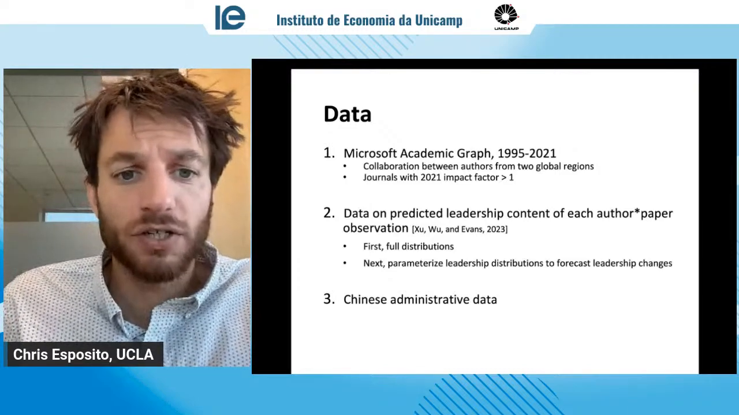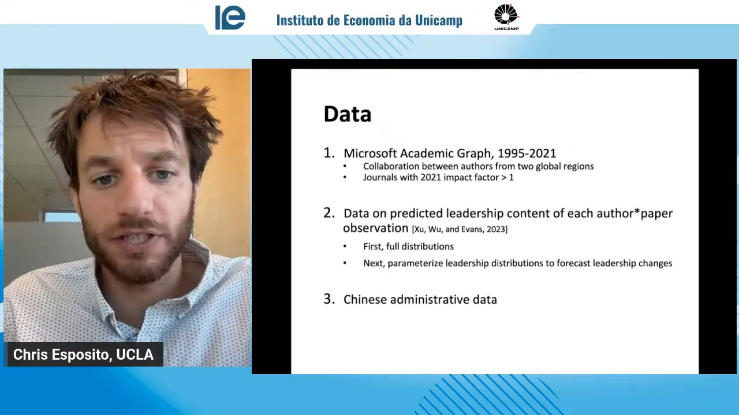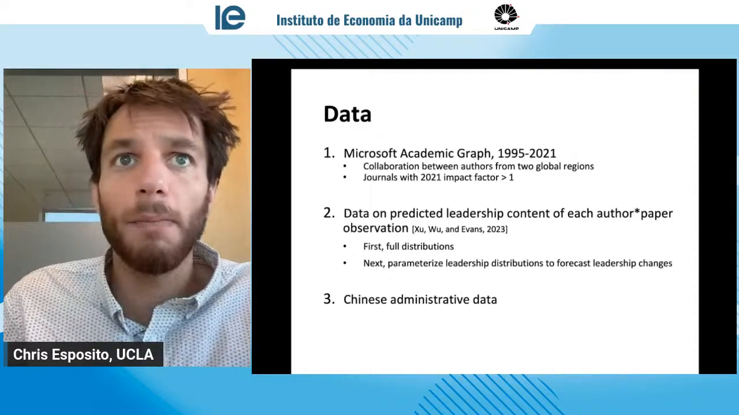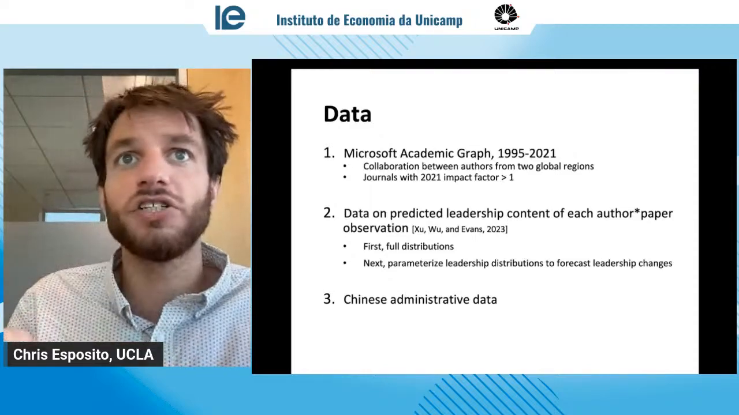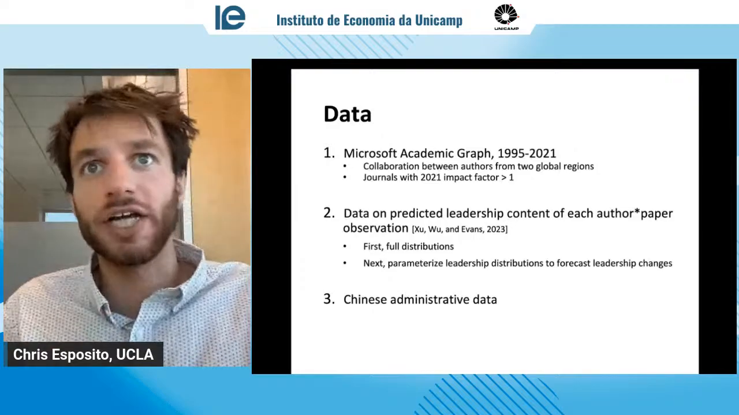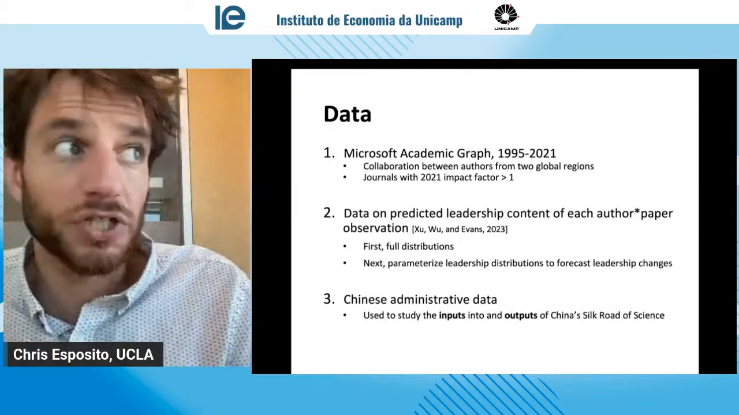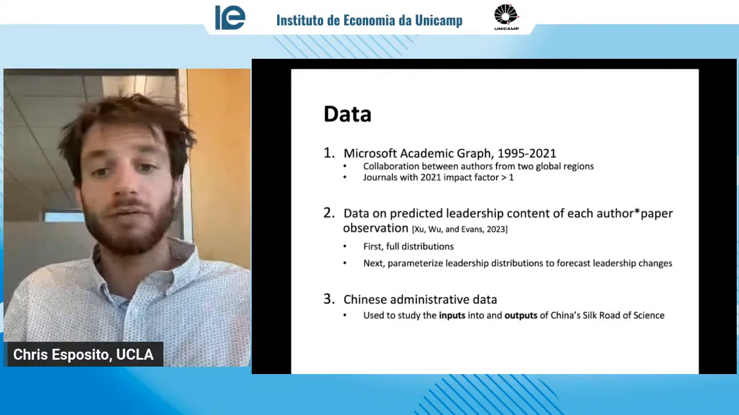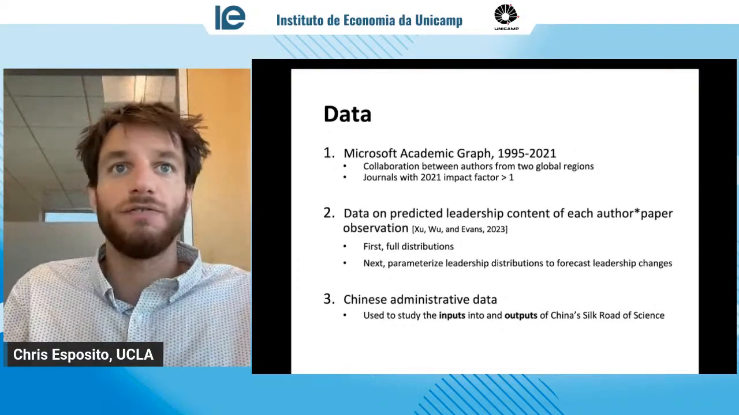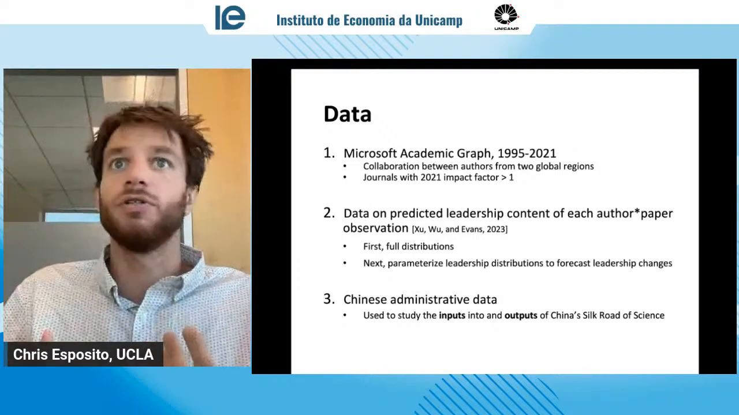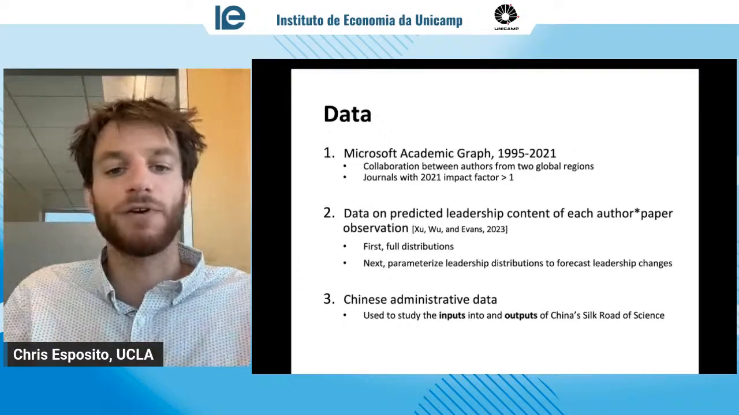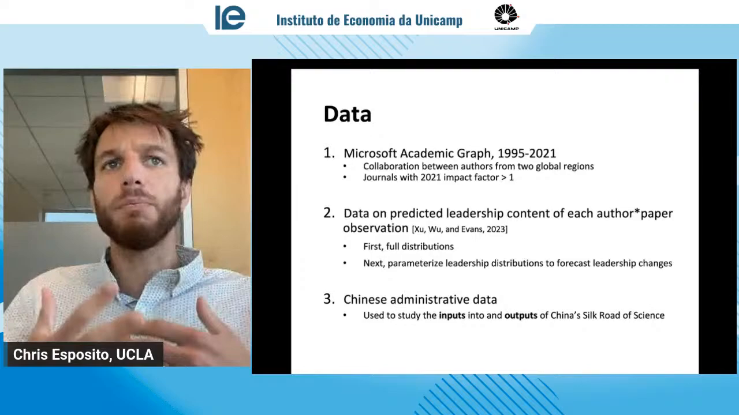Then finally, in terms of data, we're going to, at the end, delve into Chinese administrative data. And what this is going to do is it's going to let us see much more of what's going on in China's building of its Silk Road of science. In particular, we're going to be able to study the inputs that China is using to construct the Silk Road of science, of scientific engagement with Central Asia, South Asia, Sub-Saharan Africa, and also what the outputs are.